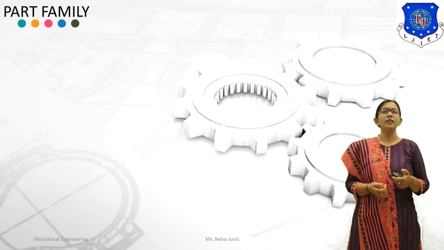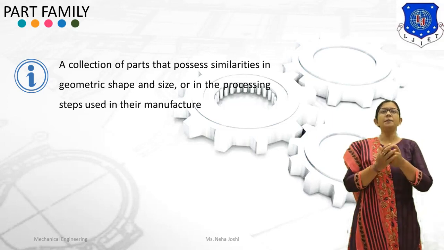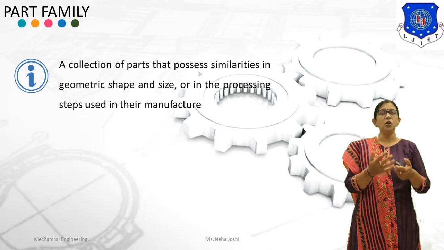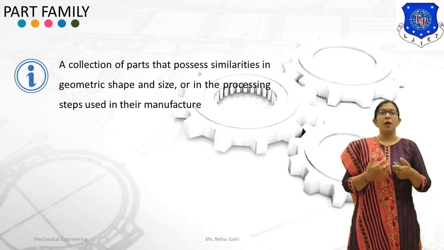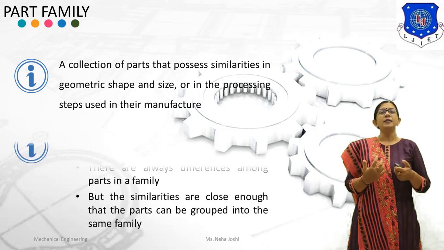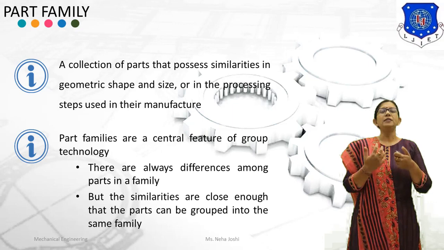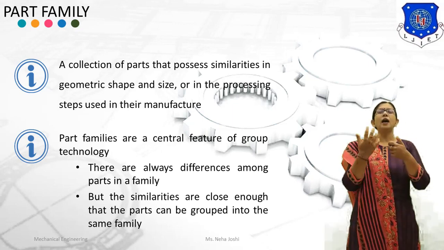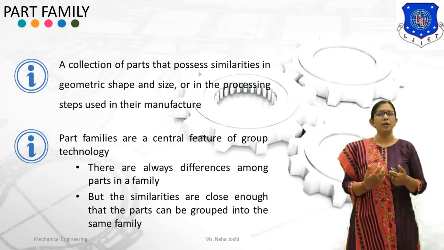First of all, what is a part family? A collection of parts that possess similarities in geometric shape and size or in the processing steps used in their manufacture. Part families are central features of group technology. There are always differences among parts in a family, but the similarities are close enough that the parts can be grouped in the same family.